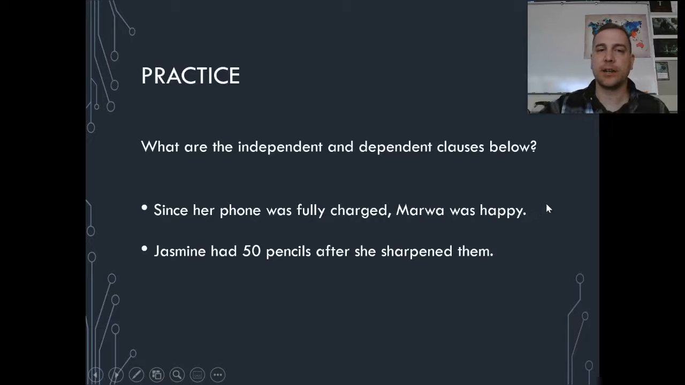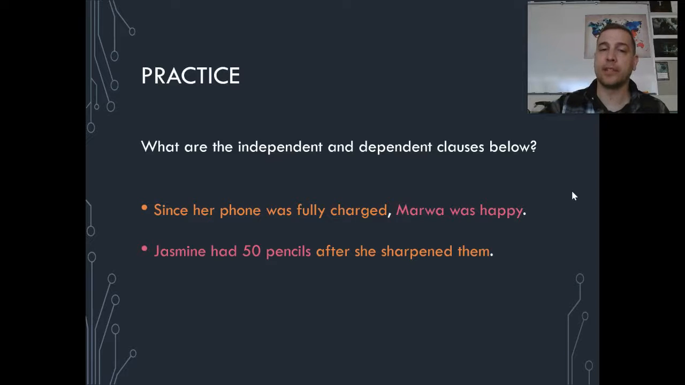And so let's take a look. Can you identify the independent and dependent clauses below? You'll know the dependent clause because it'll begin with a subordinating conjunction. Take a minute. See if you can identify the independent and dependent clause. Feel free to pause this video. I'm going to move on in 5, 4, 3, 2, 1.